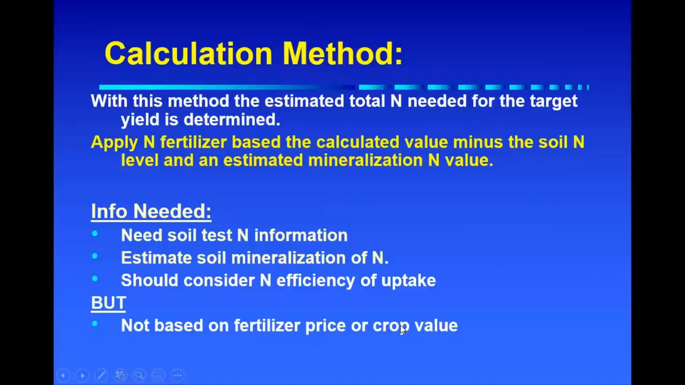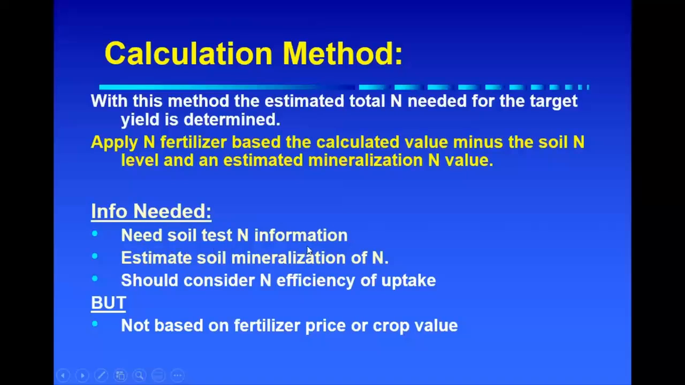Another way that some agronomists will determine nitrogen application is the calculation method, and this is a reasonable way to do it. With this method, you estimate the total nitrogen needed for a target yield of the crop you're working with. You take the total requirement, subtract the soil nitrogen level from your soil test, and then the lab will also give you an estimated mineralization value, subtract that too, and that's how you determine your nitrogen fertilizer rate.